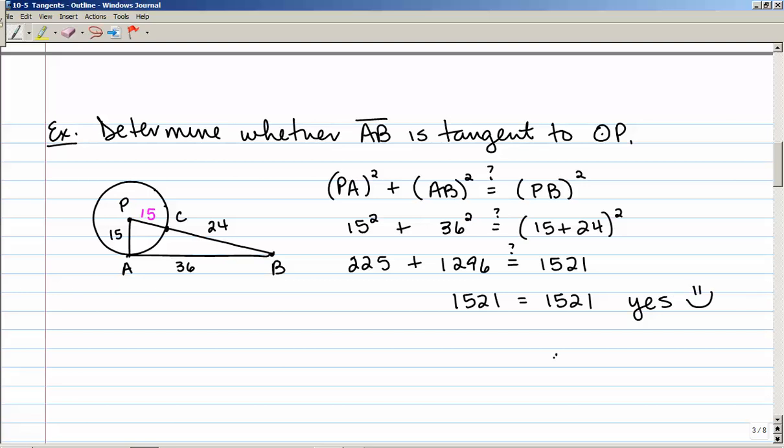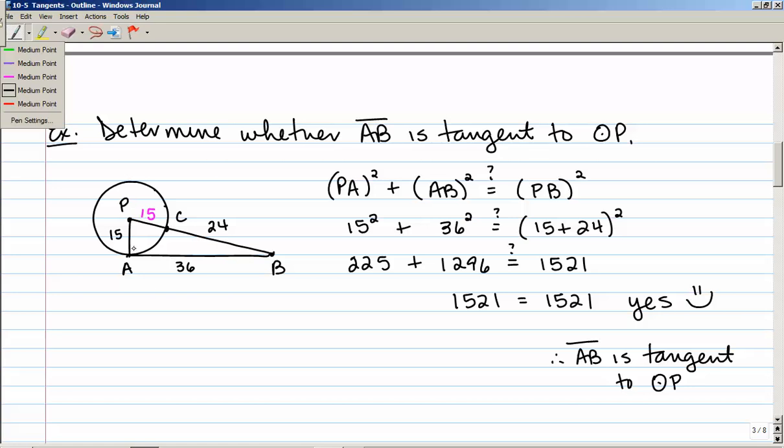Therefore, segment AB is indeed tangent to circle P. And the reason I know that AB is tangent is that this is a right angle, and I show that that's a right angle because the Pythagorean theorem works on that triangle.